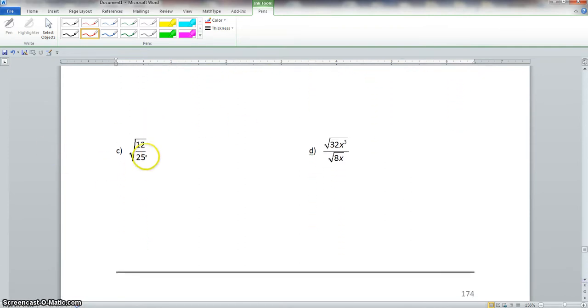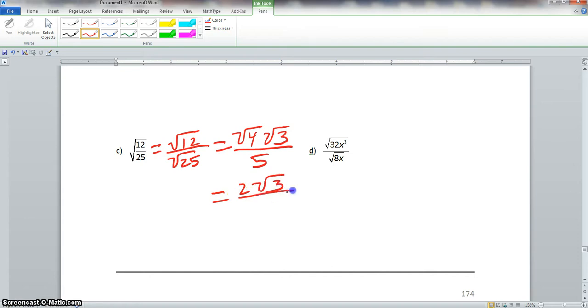Now we come here to c. We have the square root of 12 over the square root of 25. In previous lessons we did the square root of 12, which we know gives us the square root of 4 times the square root of 3. That's the highest perfect square in 12, which is 4. And the square root of 25 is 5. So this will end up being 2 times the square root of 3 all over 5.